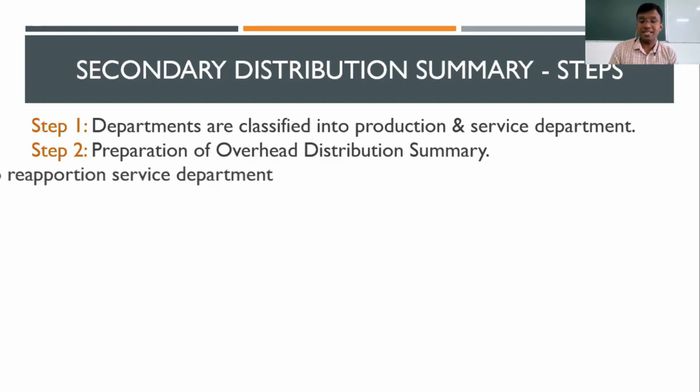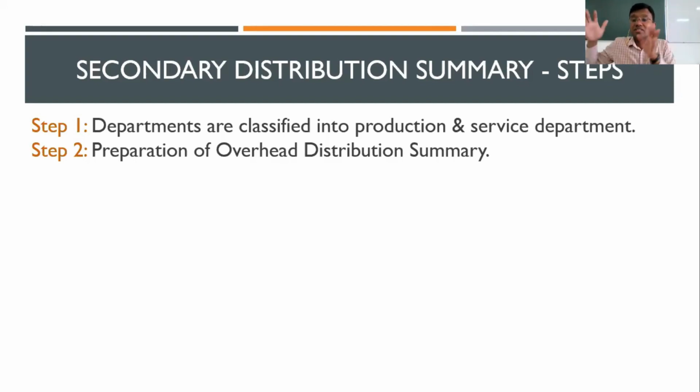Now, step 2 is that you would prepare the overhead distribution summary. Okay. So basically over here, what happens is you're carrying out the primary distribution summary. Okay. You're preparing the primary distribution summary. You're classifying the overheads among all the departments, irrespective of the fact whether they are production or they are service in nature. So here what would happen is you would end up distributing the overheads between the departments, irrespective of the fact that whether they're production in nature or whether they're service in nature.